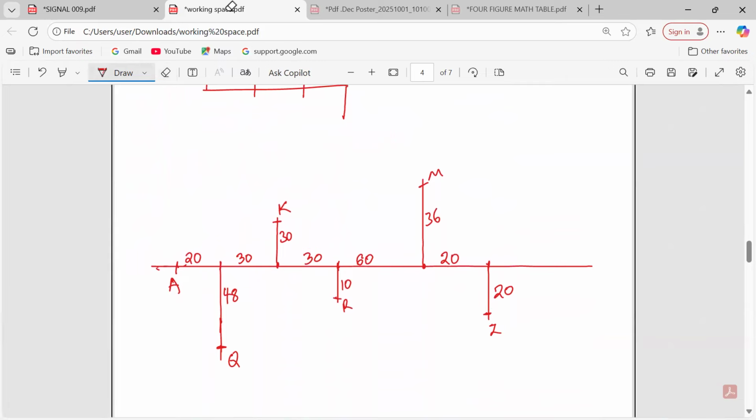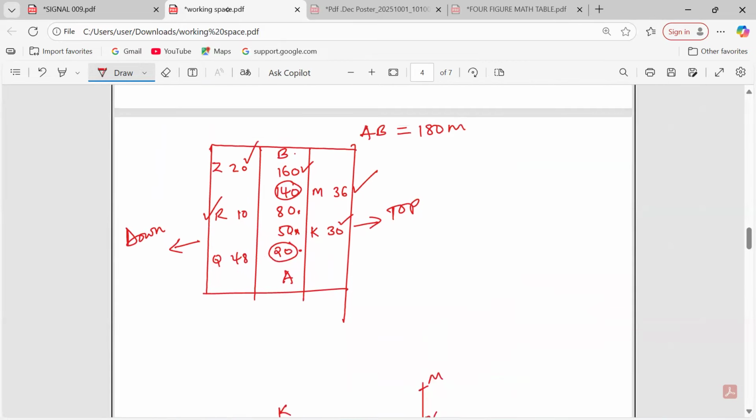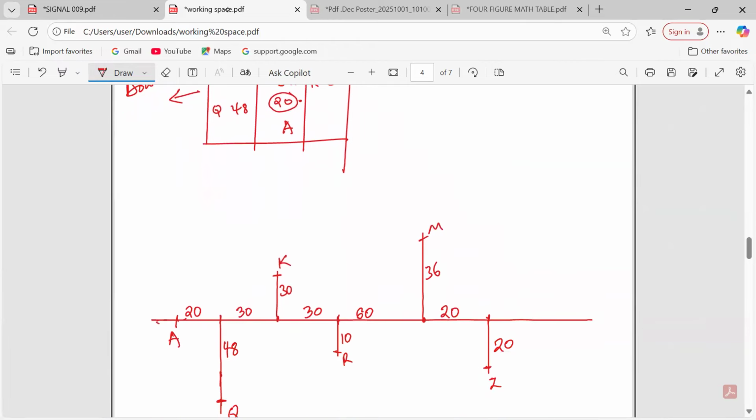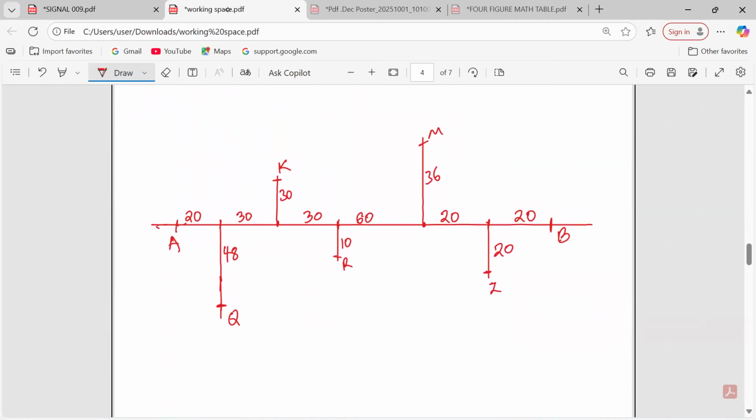Now that we are up to here, B is not exactly at that point because AB was 180 and so far this is 160. So we add an extra 20 there to reach B. An extra 20 shall take us to point B, which is the end of the baseline. Now we can enclose this by joining the tops of the offsets.